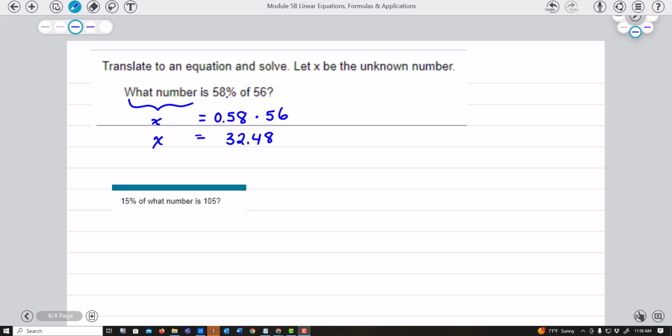Now let's say I'm asked for 15% of what number is 105. Again, use the math words, so change the percentage to a decimal. 15% of, of is multiplication. What number is the variable I'm looking for? Is equal 105. So I think if I divided 0.15 on both sides, I would be able to solve this quickly. Pick up my calculator and I get x equals 700.